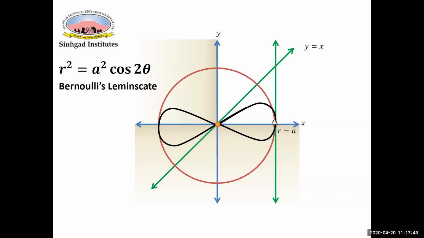So your curve will move like this, and hence this will be the nature of your curve between 0 to pi by 4. The curve does not exist between pi by 4 to pi by 2 because r square is negative here. Now since the curve is symmetric to both the axes, we will have the same part in the fourth quadrant and the same will be there in the second and third quadrant. So your curve will lie in the circle of radius A.